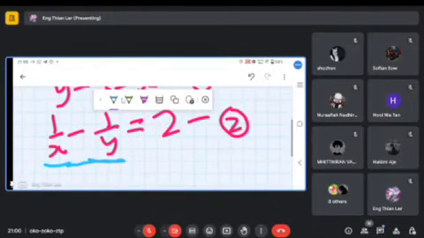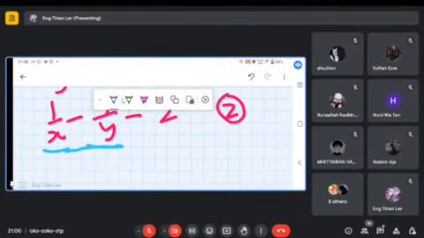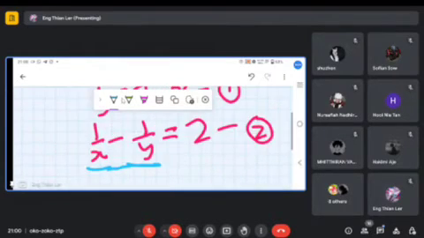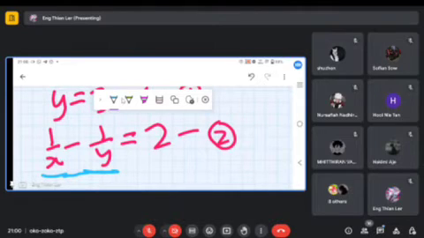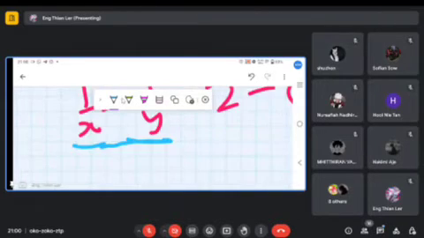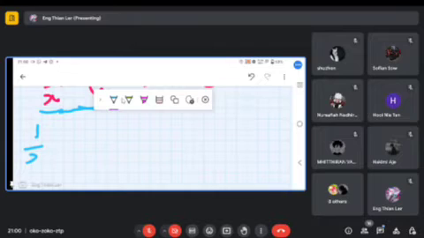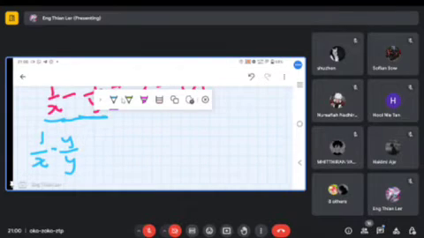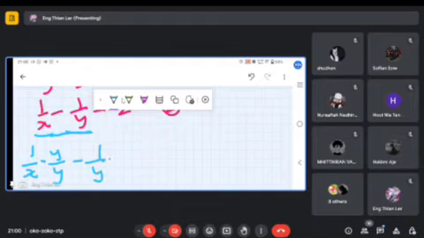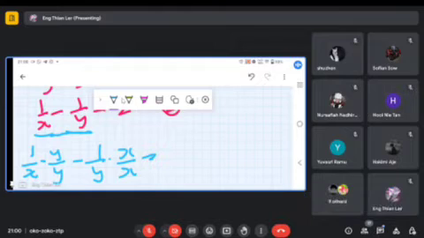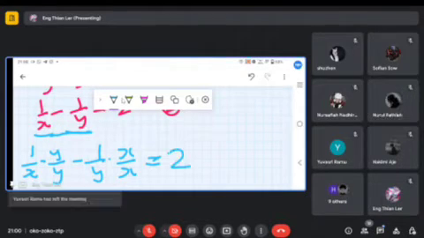But I prefer you to multiply both sides by y. So just multiply 1 over x by y over y and 1 over y by x over x. So 1 over x times y over y, minus 1 over y times x over x. See, y over y will equal 1 and x over x will equal 1. So nothing will change in the left side. The right hand side will be equal to 2.